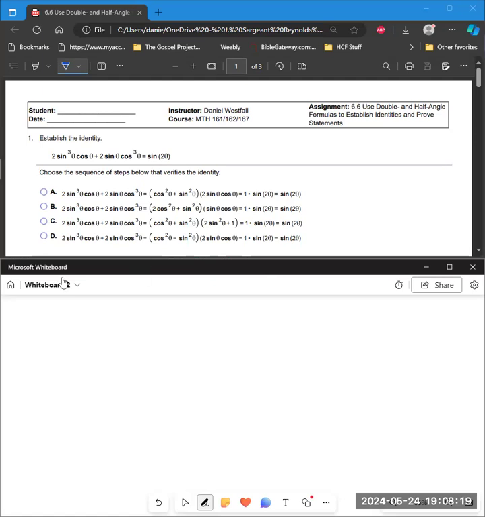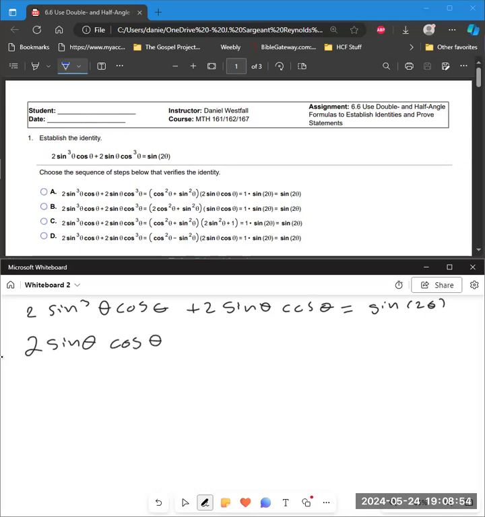So we're going to start off with this first one, which is like 6.6.51, and it says 2 sine cubed theta cosine theta plus 2 sine theta cosine theta is equal to sine of 2 theta. They want us to establish this identity, and I'd actually factor out my greatest common factor out front like this. They factor it out second, but it's okay.